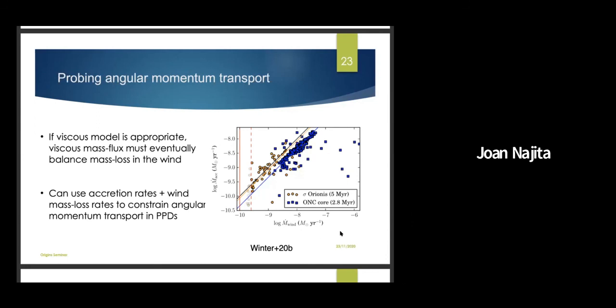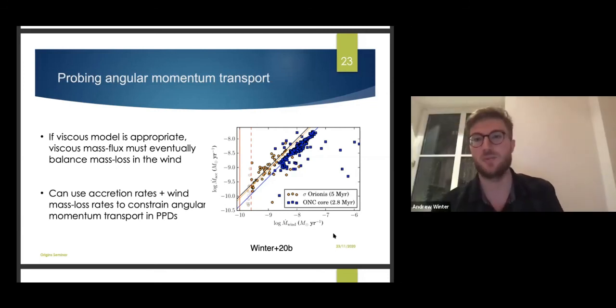Yeah, I would expect that too. So if we're looking for evidence of viscous spreading, it's better to stay away from high UV radiation environments. Sure. But this is a slightly different mechanism, in which you're comparing accretion rates to wind mass loss rates without trying to measure an actual disk extent. This is independent of your disk radius or any of the properties of your disk.